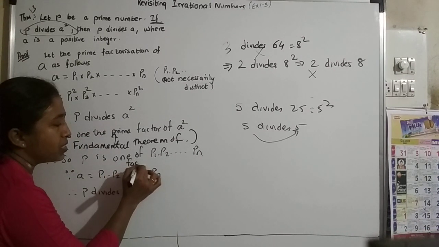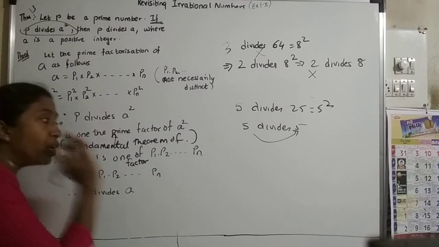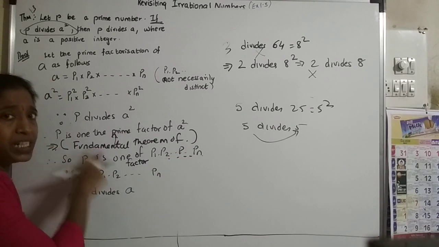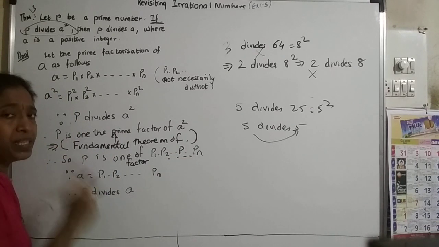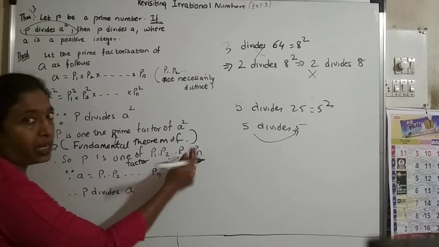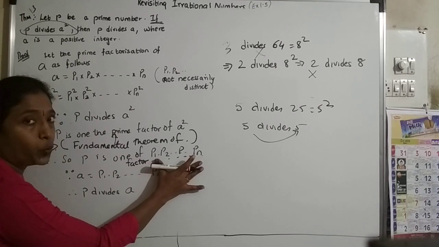I have just skipped the steps. This is not very clearly written, this is just for understanding. So p is one of the factors of p1, p2, and so on. Somewhere p will exist here. But this theorem says that if p is dividing, that means it must be a factor. So it will exist among p1, p2, up to pn, anywhere in between.